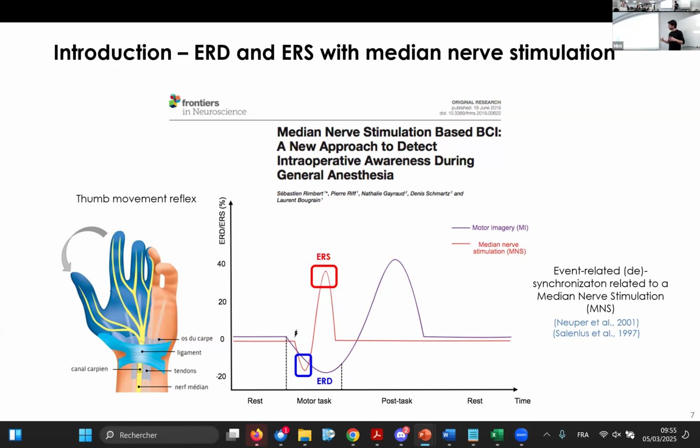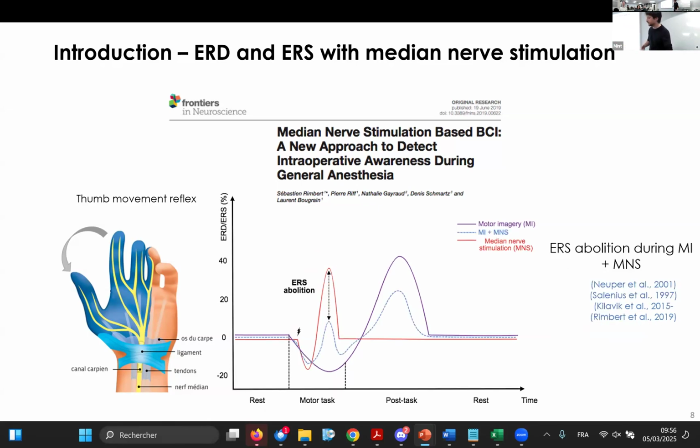So now the question I would like to ask is, what happens if you stimulate the median nerve at the same time that you perform a motor imagery task? Because at the same time, you will have an ERD from the motor imagery task, and you will have an ERS from the median nerve stimulation. And in theory, it's not possible to have ERD and ERS at the same time, considering the gating process theory. So we conducted an experiment to try to study that.